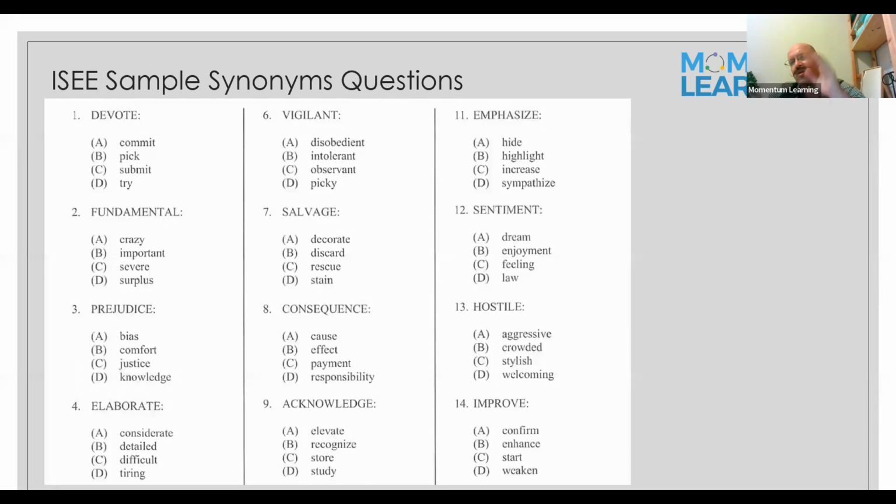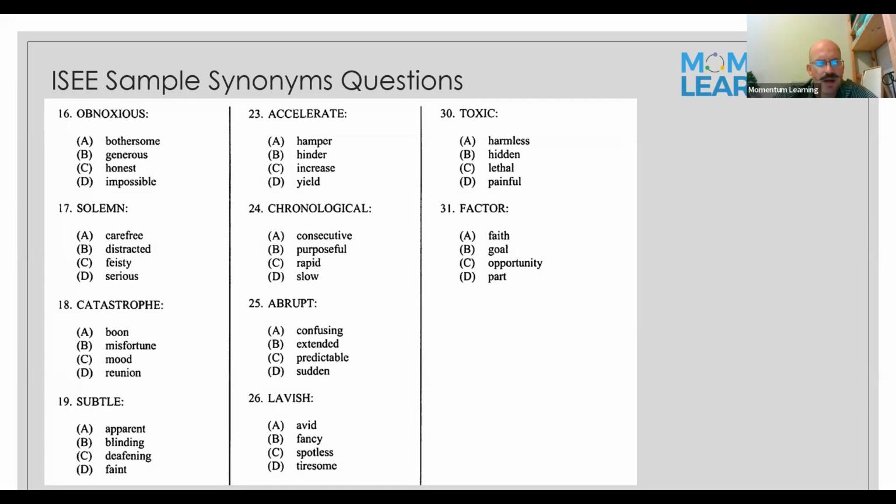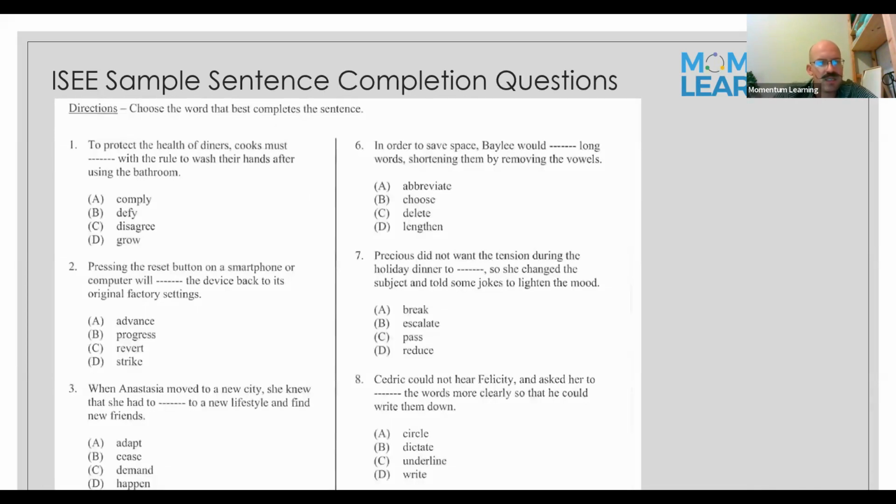And we're going to do a boatload of these synonyms, and they're going to have a boatload for homework so that that word recognition is going to come through. Alrighty. And we see some more. If we have time, we'll come back to these in just a little bit. Good. Let's look at these sentence completion questions.